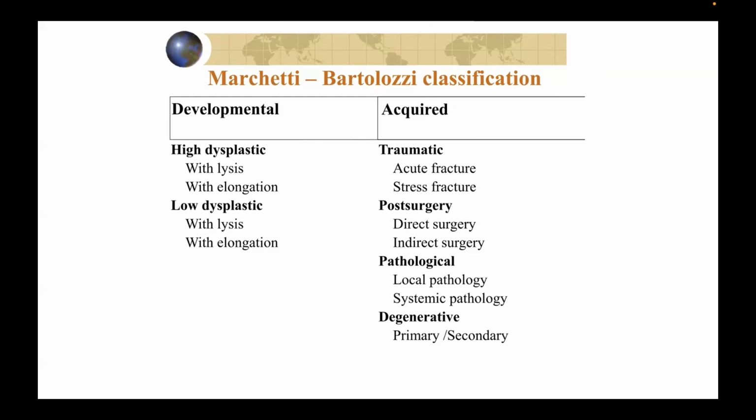So developmental involves high dysplastic or low dysplastic, both entities with lysis or with elongation of the pars. And in acquired spondylolisthesis, it is classified as traumatic, which includes acute fracture or stress fracture. Post-surgery, which involves direct surgery on the spine, or indirect surgeries like laminotomy or fenestration. Pathological involves local pathology or systemic pathology, and degenerative is mainly primary or secondary.